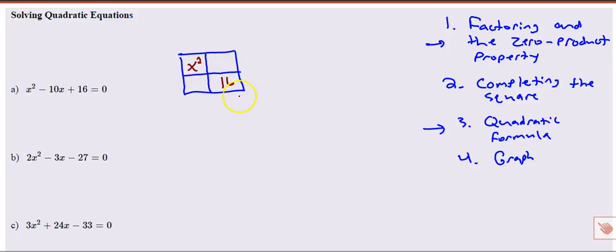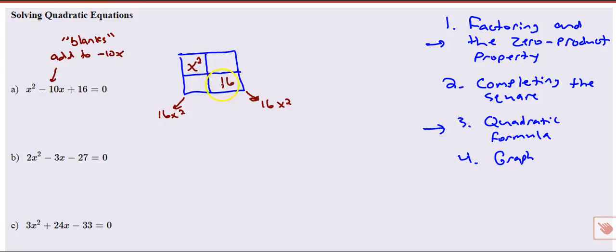It's a puzzle. I like to think of it like a puzzle, where this diagonal, if I multiply it, x squared times 16, is 16x squared. This diagonal, if I multiply it, will also be 16x squared, even though they're blank. I don't know what they are yet, but I know they multiply to 16. And then they both have to add to negative 10x. These two blanks add to negative 10x.